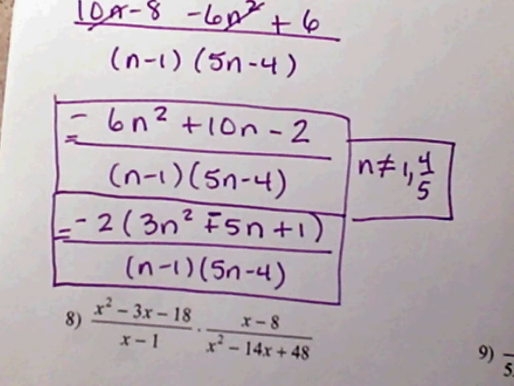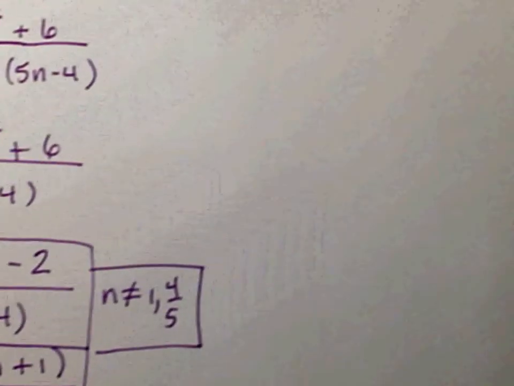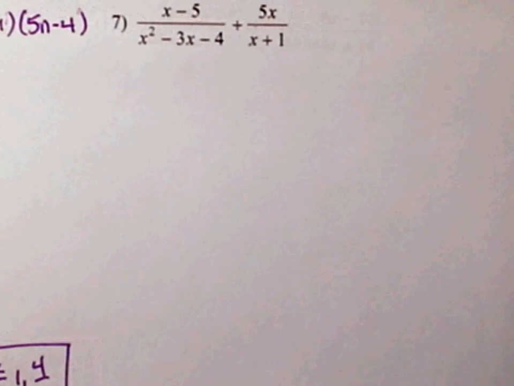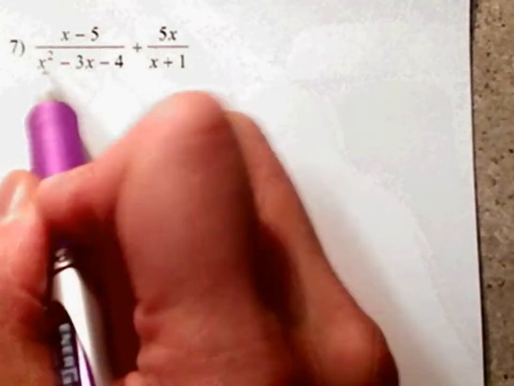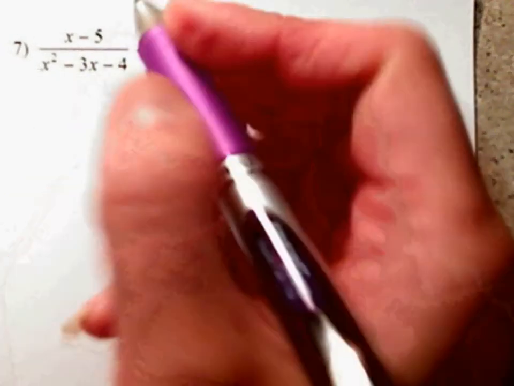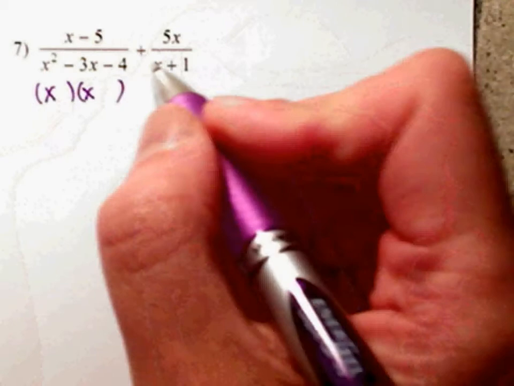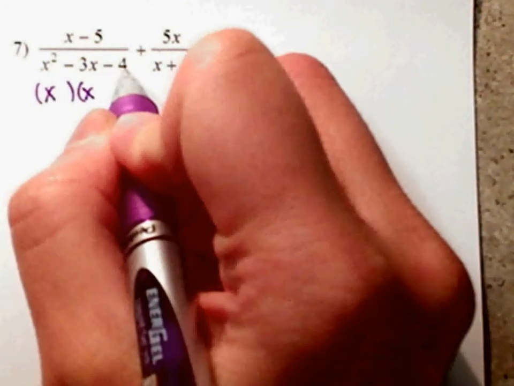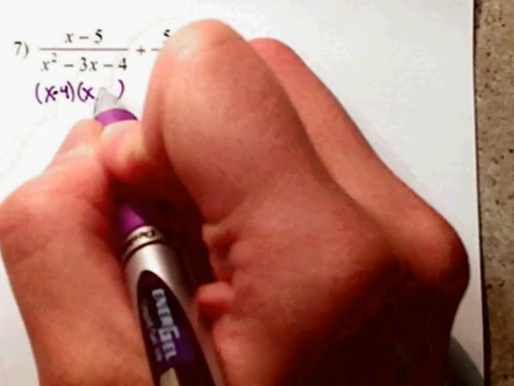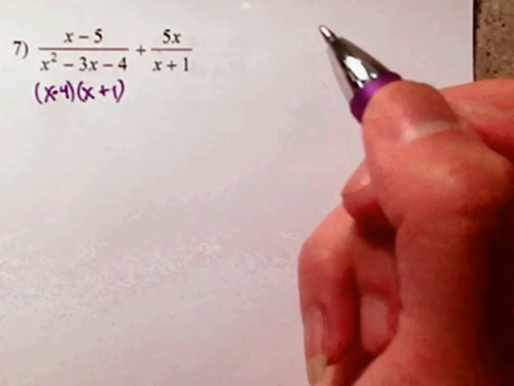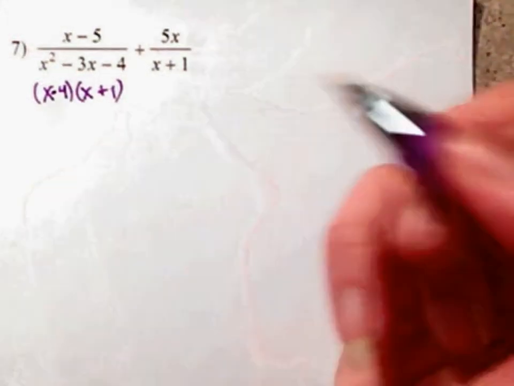Number 7. On number 7, I'm going to factor this one first because that's a quadratic. Factors of x squared is x and x. Two numbers that multiply to give you 4, and it's going to subtract to give you 3: minus 4 plus 1. Now this time I'm going to just rewrite it as 1 instead of twice.